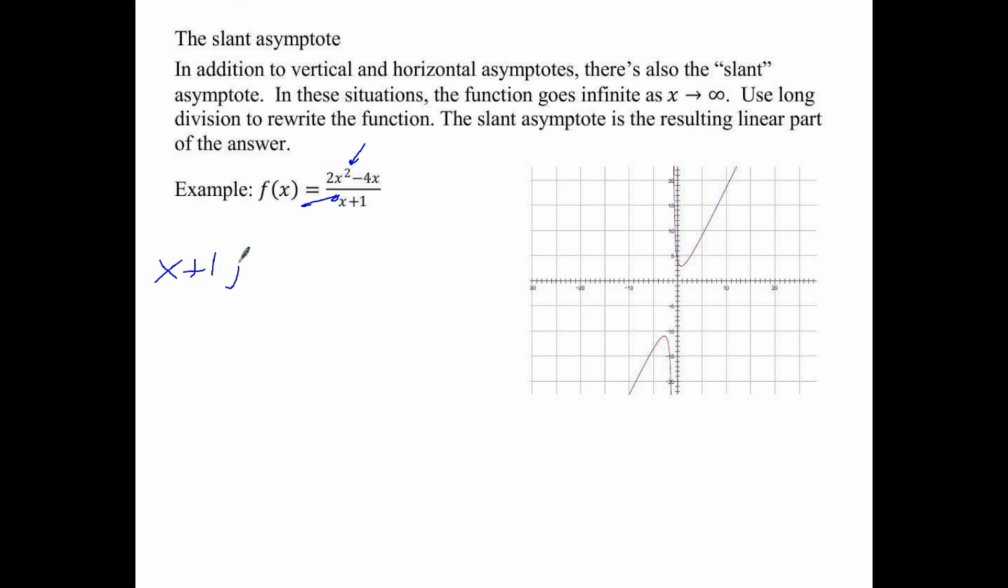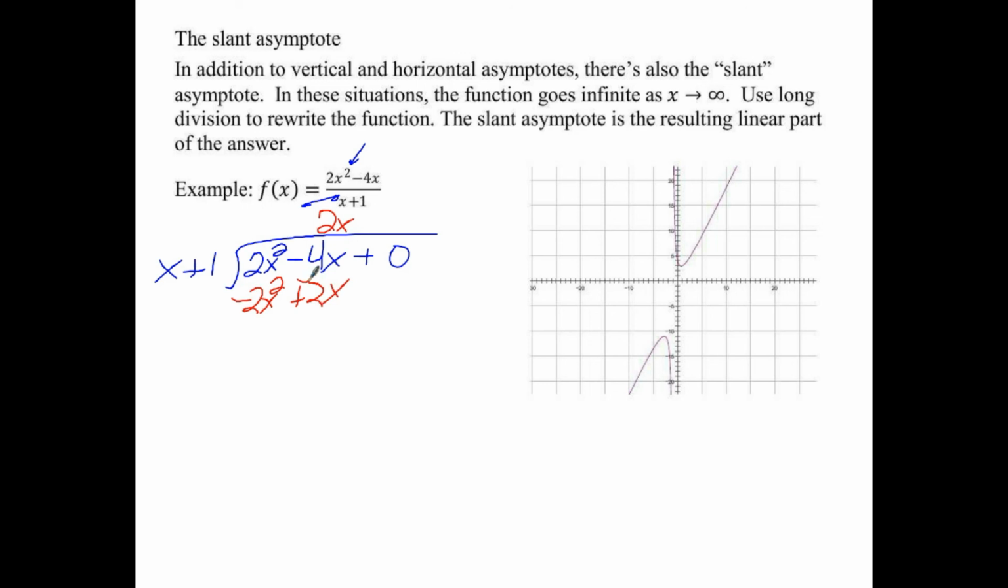x plus 1 divided into the numerator, 2x squared minus 4x, and then any missing terms have to be included, so plus 0. And then you ask yourself, x times what is 2x squared? And the answer is 2x. So you write that above the same degree term. And then you distribute. 2x times x is 2x squared. 2x times 1 is 2x, so plus 2x.